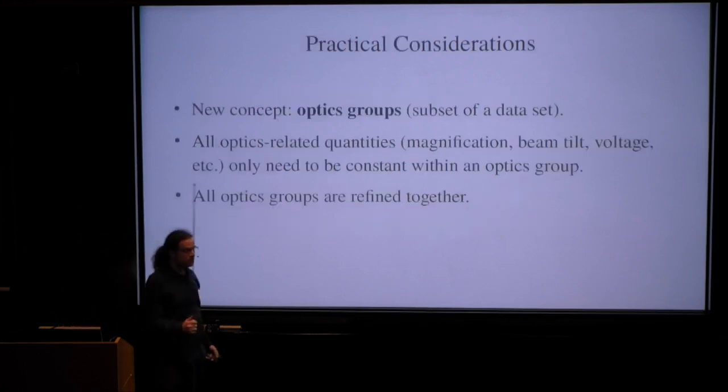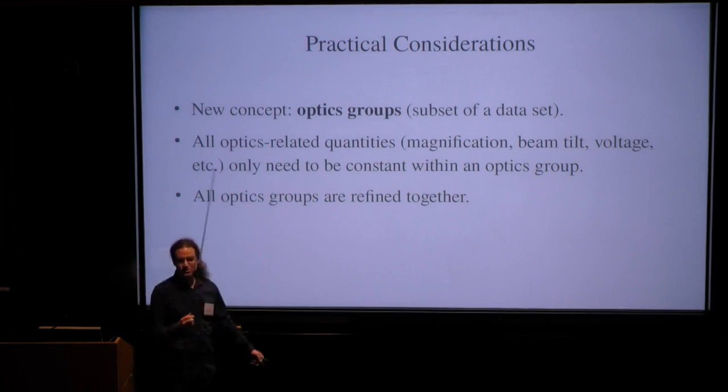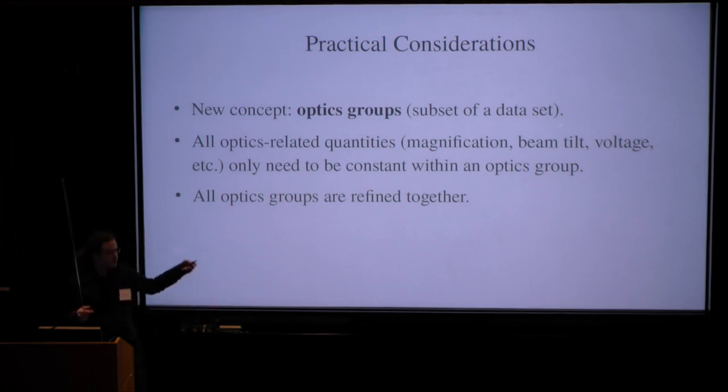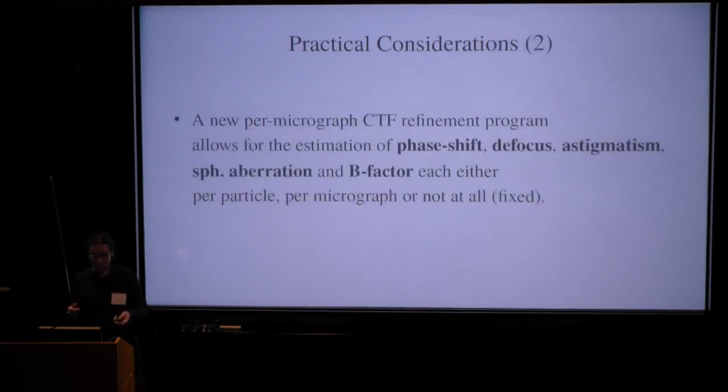Right, also on a more practical side, so now it's maybe not too interesting to this audience actually, but we support a new concept of optics groups now. So all the optics-related quantities only need to be constant within one such optics group. But we can now refine data coming from different microscopes with different voltages even. And all of them can be refined together. And we can use the anisotropic magnification estimation to estimate the relative magnifications of the sub-optics groups.